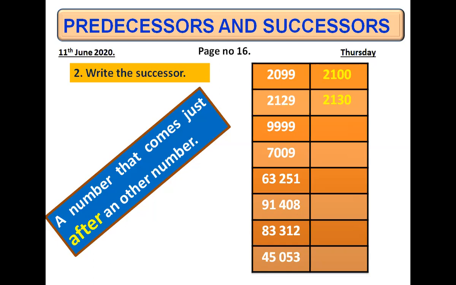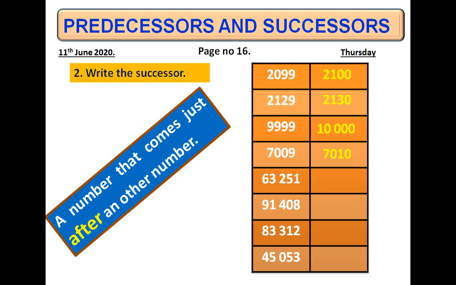Okay, so after 9,999 comes 10,000. I know some of you might have written 1,000. No, after 999 comes 1,000. We have 9,999, so the successor of 9,999 is 10,000. The next number is 7,009. So after 7,009 comes 7,010. Simple.